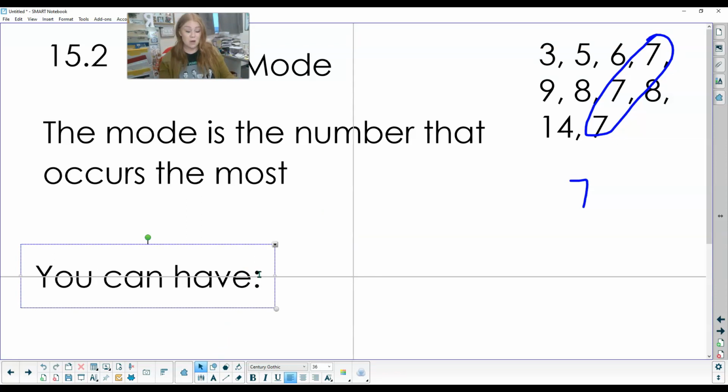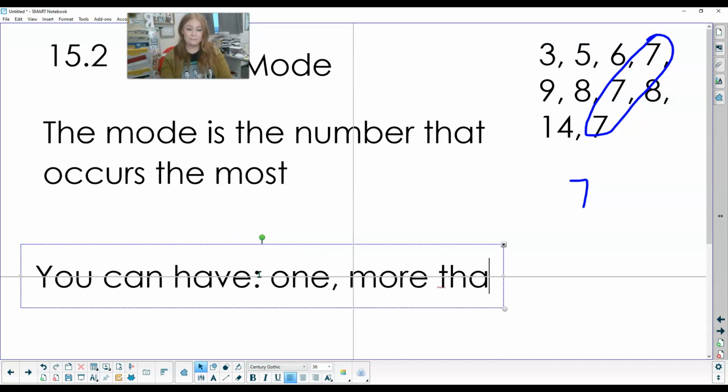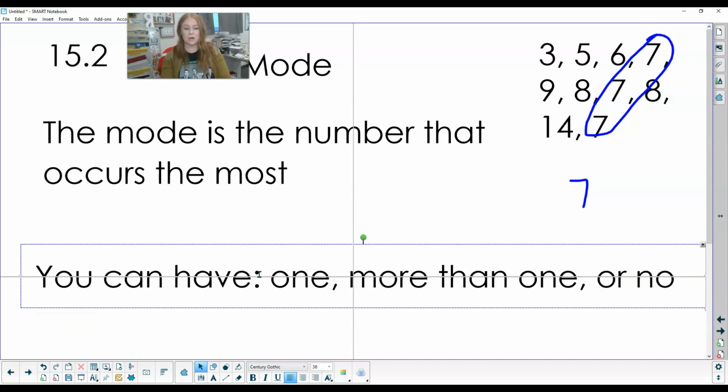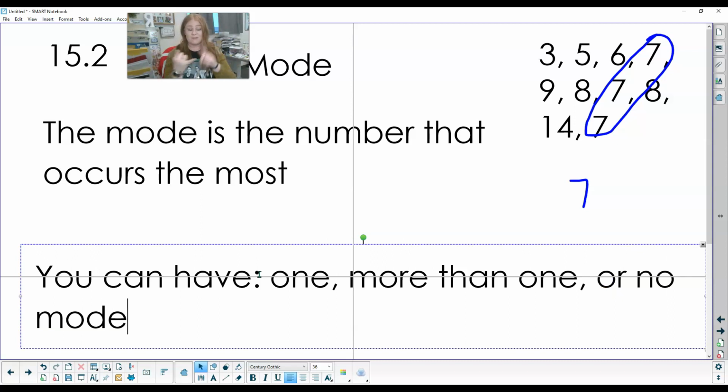So now the deal with the mode is you could have 1 mode, right? In this case, we have 1. We have 1 number that's more than everything else. Sometimes we have a tie, right? I could have more than 1. Or if they're all equal, there's none of them that occur more than the other. They're all the same, so none or no mode. So you could have one like we do. You could have 2 or 3 if there's a couple of them that are tied. Or if they're all the same, you could have no mode.